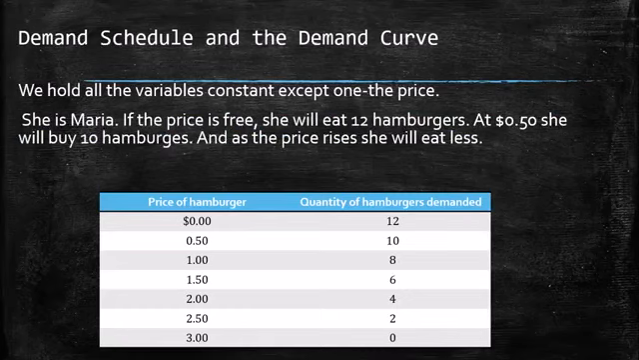So imagine that we are talking about Maria, and if the price is free, they say, okay, the hamburger is free, so take whatever you want. So she will eat 12 hamburgers. But when the price is 50 cents, she will buy 10. When the price is 1, she will buy 8, and so on and so forth. So this is the demand schedule for Maria.